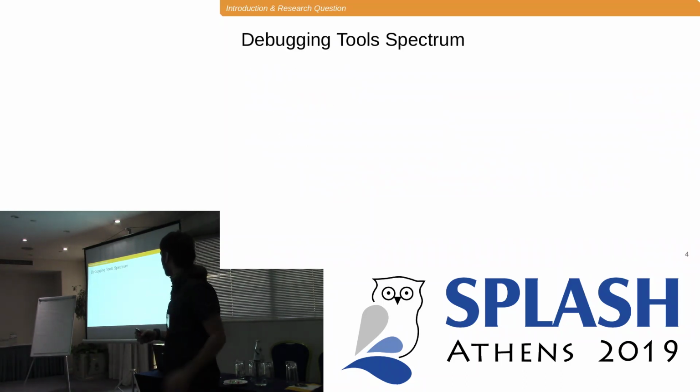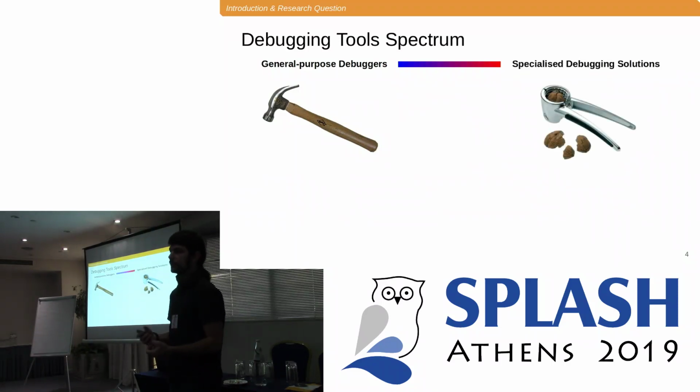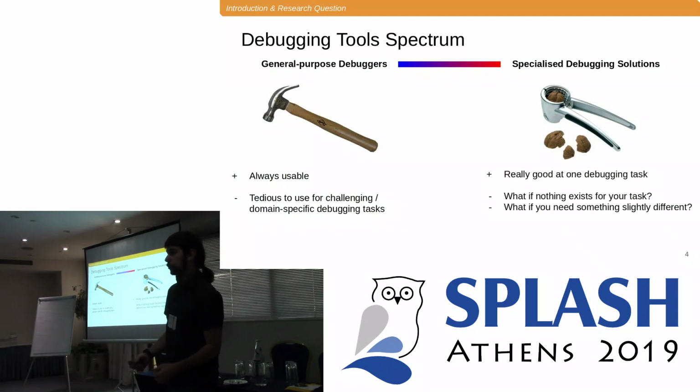So on the topic of tools, you have some sort of spectrum. On the one hand, you have your general-purpose debuggers. On the other hand, you have specialized debugging solutions. Obviously, a general-purpose debugger is always usable. It's basically what you find in your IDE. But it's sometimes tedious to use for challenging or domain-specific debugging tasks. So it's general purpose, not specialized. And on the other end of the spectrum, you have specialized debugging solutions that are really good at one thing or a few things. But then what if they don't exist for what you want to do, or you need something different?